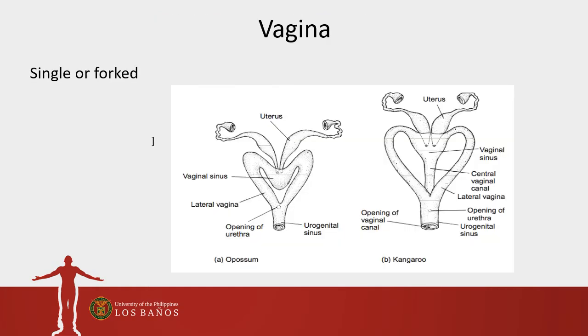Female marsupials have 2 lateral vaginas, which lead to separate uteri, but both open externally through the same orifice. A third canal, the central vaginal canal, is used for birth. This canal can be transitory or permanent. Some marsupial species are able to store sperm in the oviduct after mating.